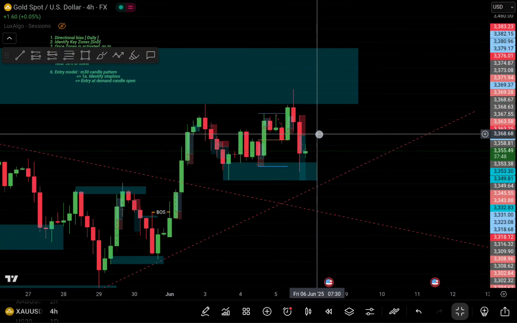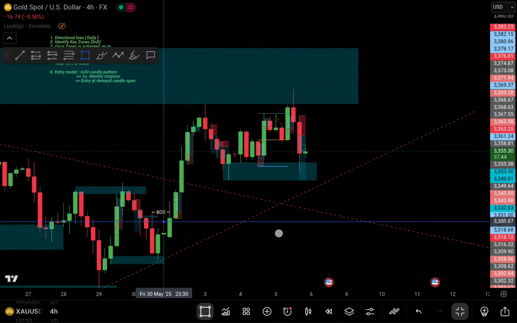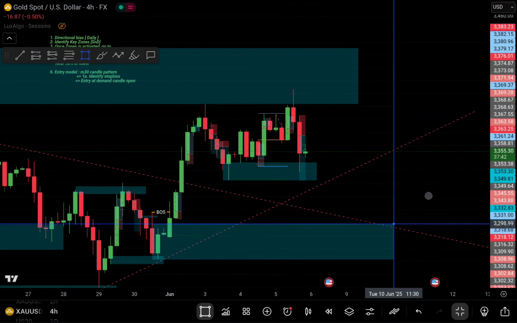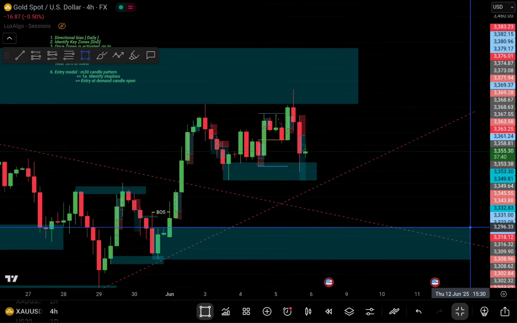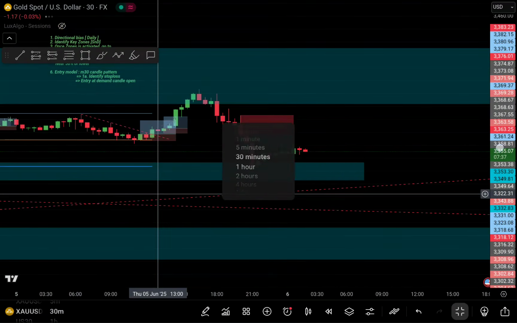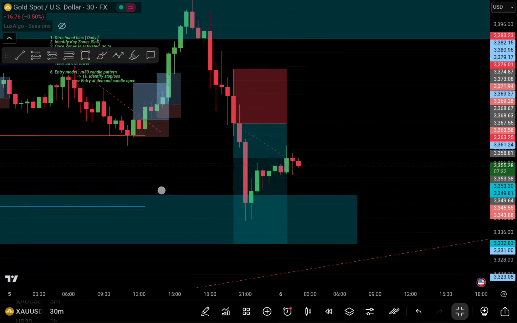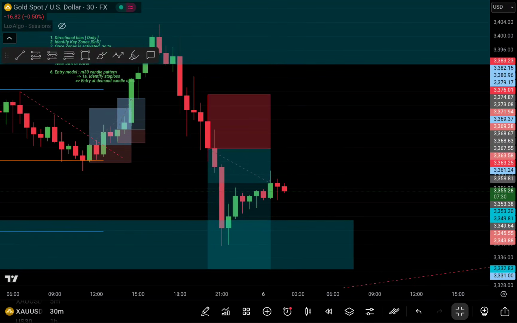I think tomorrow will be an ideal price action for sells. Okay, and those sells will be until this point. So tomorrow what I will do, even right now I am doing, I am looking for the same thing. I am looking for M30 engulfing candles.